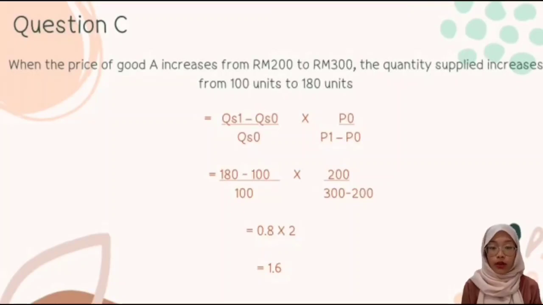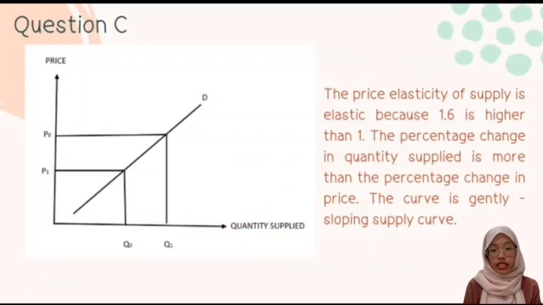I will talk about question C. For this question, I use the same formula as questions A and B, and this is my calculation. So the final answer is 1.6. The explanation is the price elasticity of supply is elastic because 1.6 is higher than 1. The percentage change in quantity supply is more than the percentage change in price. The curve is a gently sloping supply curve. Thank you.